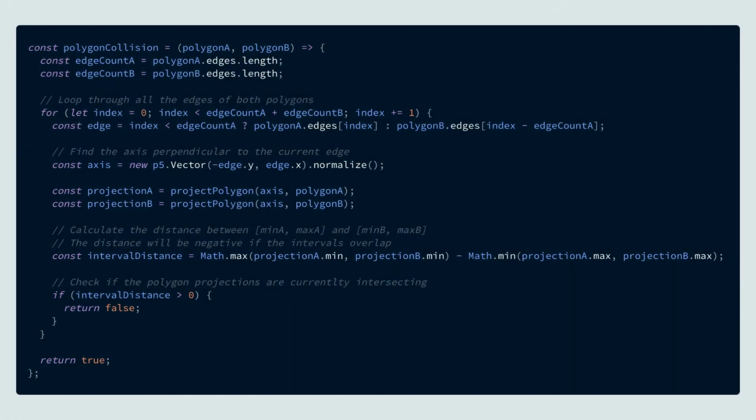For collision detection, we take the two polygons and we iterate over all of their edges. Each time, we have to find the axis or the wall that we will project the polygons to. This axis will be perpendicular to the current edge. Then we project the two polygons on that axis, and we calculate the interval distance, and if it is positive, then we return false. Otherwise, we return true after iterating over all edges. Now we understand how to detect collisions between two polygons.